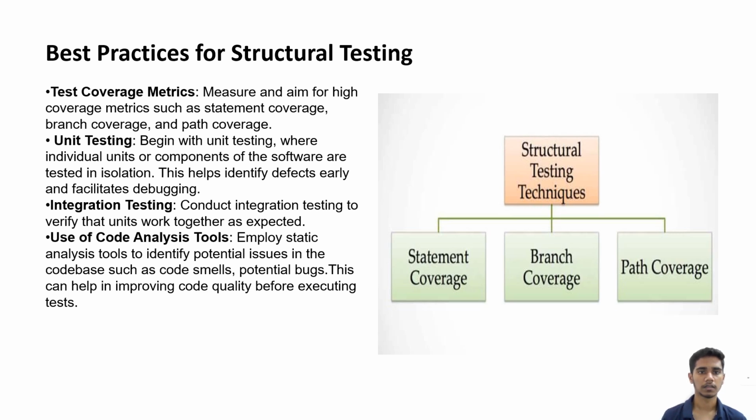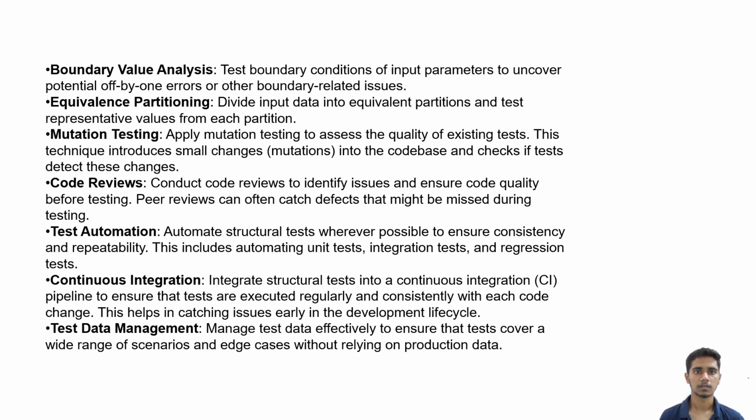Use of code analysis tools. Employ static analysis tools to identify potential issues in the code base, such as code smells and potential bugs. This can help in improving code quality before executing the tests. Boundary value analysis. Test boundary conditions of input parameters to uncover potential off by one errors or other boundary related issues. Equivalence partitioning. Divide the input data into equivalent partitions and test representative values from each partition.